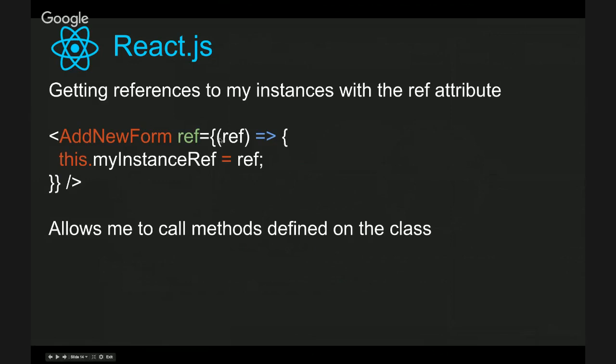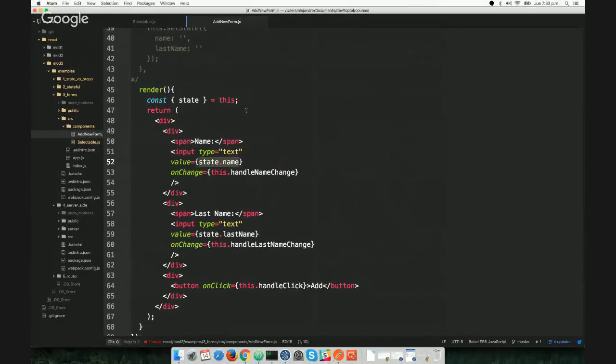And the callback will be called with a reference to the instance of the component that you are instantiating there, as soon as it gets initialized. So you can store your reference whenever you want to. So let's give it a try and see what we can do.